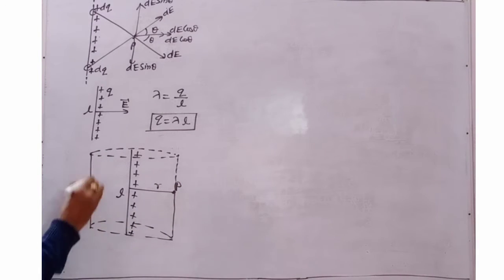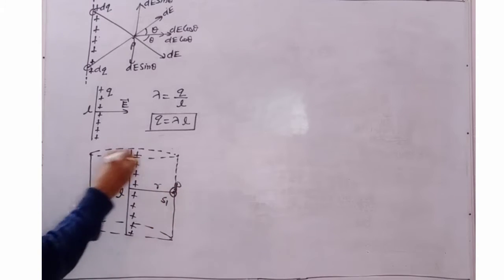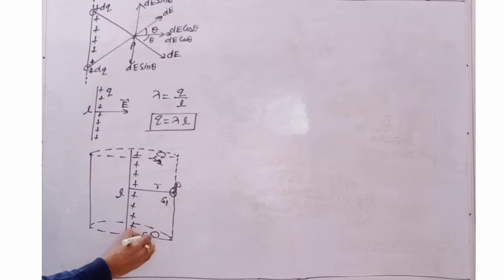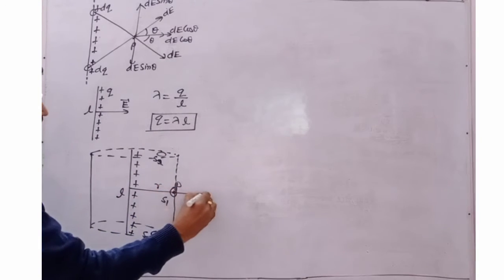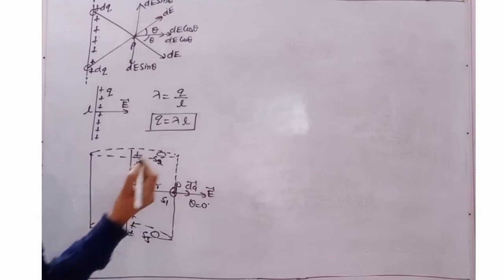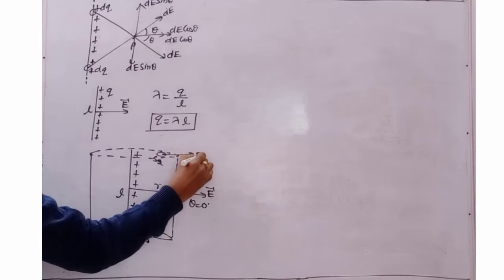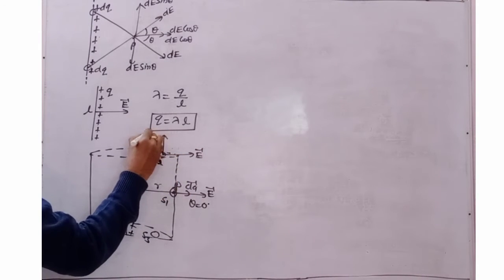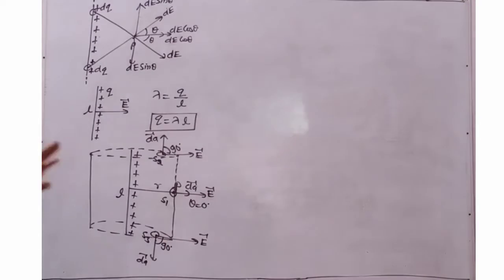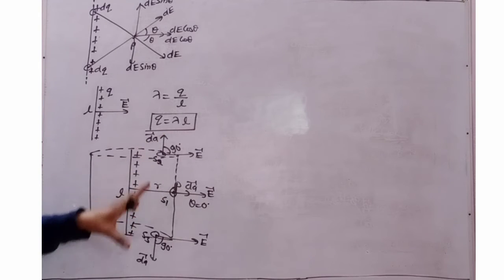On this surface we have three surfaces. S1 is the curved surface, S2 is a flat circular face, and S3 is also a flat circular face. On the curved surface, E vector and dA vector, electric field vector and area vector, are in the same direction, so theta will be 0. Here E vector and dA vector are mutually perpendicular, so theta will be 90. Here again they are mutually perpendicular, so theta will be 90. So this is about the angles between E and dA.